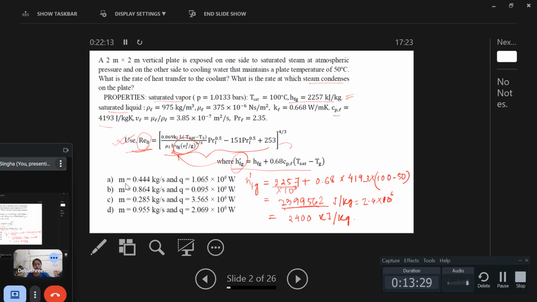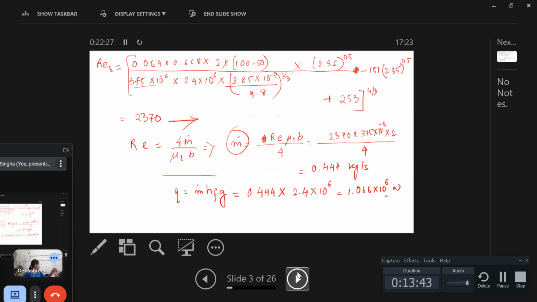So the answer is the first one. We get the rate at which steam condenses as 0.44 kg per second and the heat rate as 1.066 into 10 to the power 6 watt.